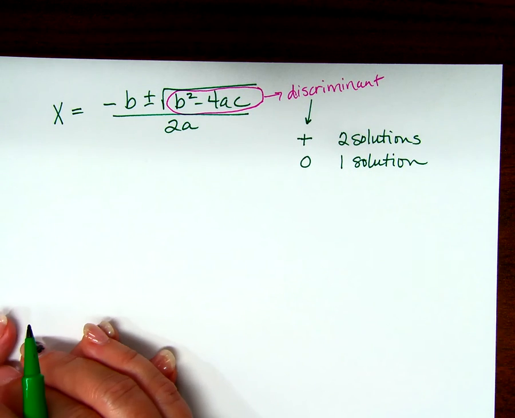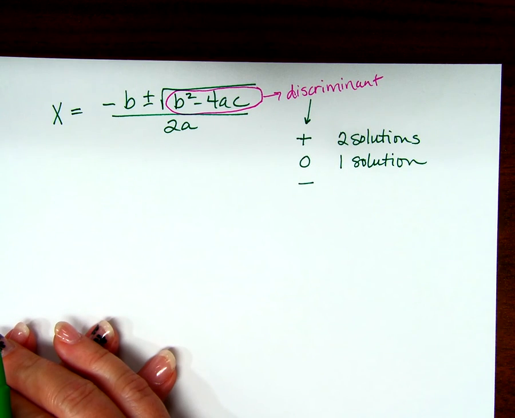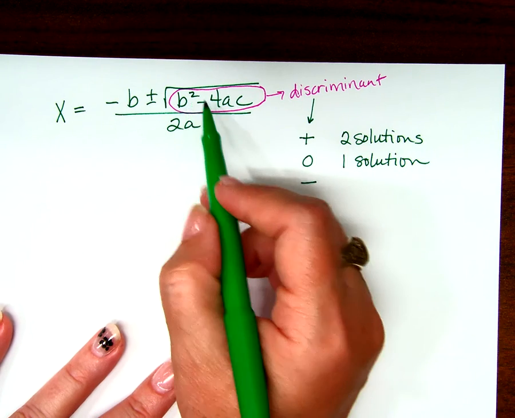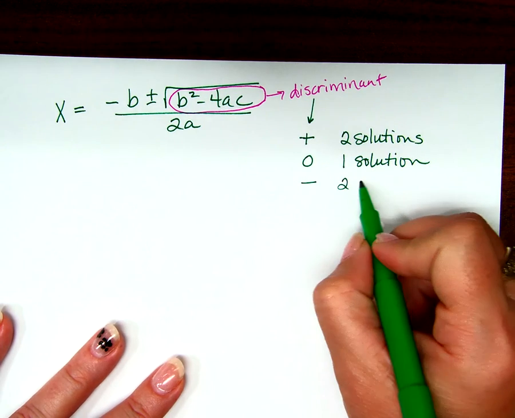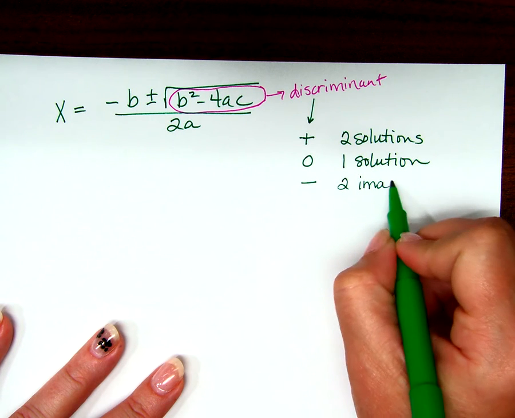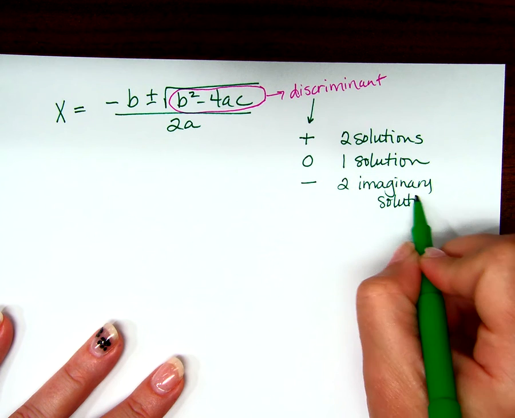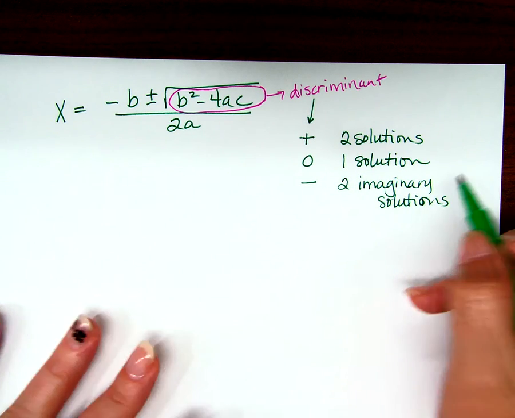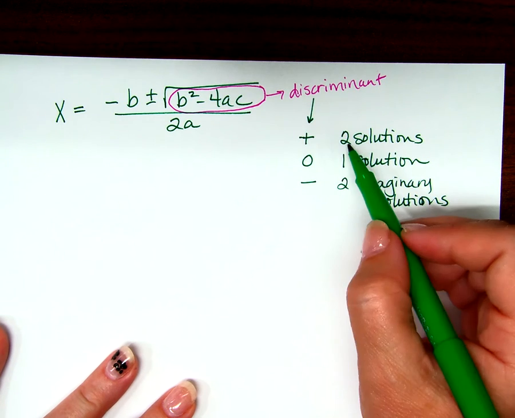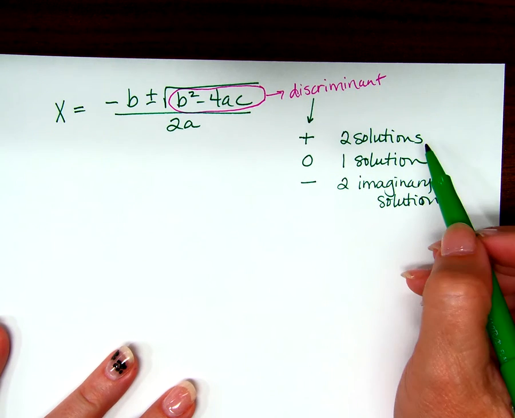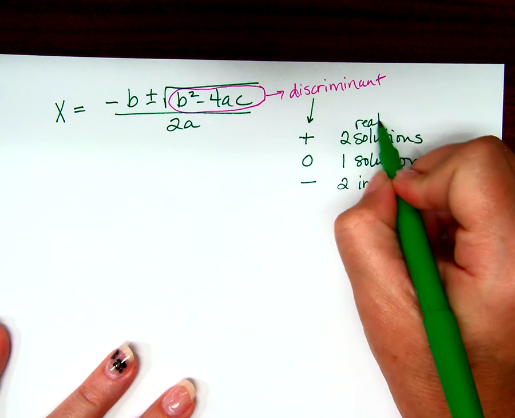And the other choice is if it's negative. If that's negative, that's an imaginary number, right? So I'm still going to get 2 solutions, but I'm going to get 2 imaginary. So can we go correct what we wrote earlier? If I have a positive number, how many solutions should I get? 2. What kind? 2 real. 2 real solutions.